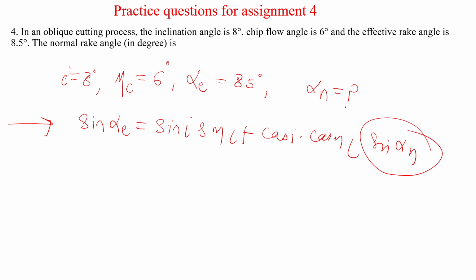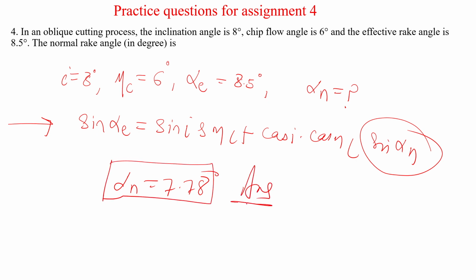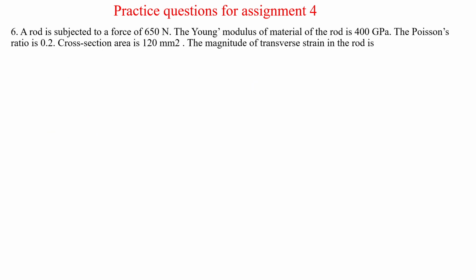Sir, 7.776. Alpha n value, right? Yes, sir. It is coming to be around 7.78. Fine. Okay. It's fine, right? Can we move to next question? Hello? Yes, sir. Okay.